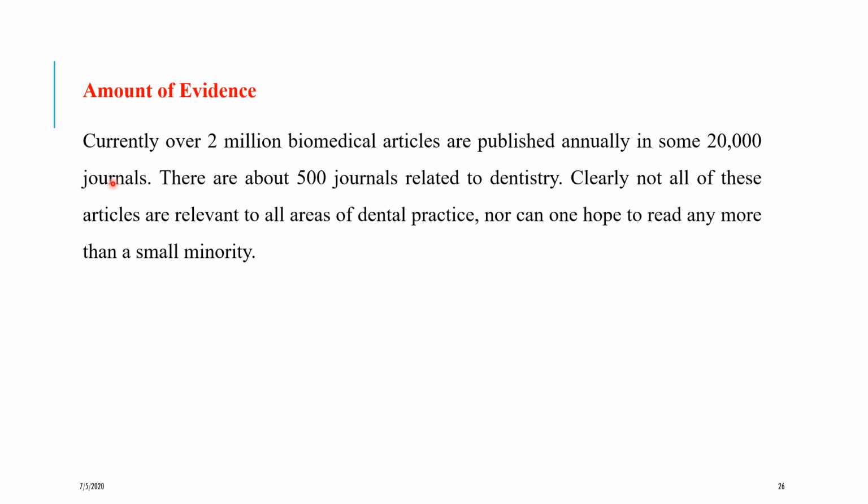Amount of evidence. Currently, over 2 million biomedical articles are published annually in some 20,000 journals. You just imagine, we won't read one article in one journal. For example, a journal constitutes about 20 articles. So to read one article, if it takes 10 minutes, then 20 articles, it will take how many hours? And assume 20,000 journals. So you have n number of things. You should be selective in selecting the articles.